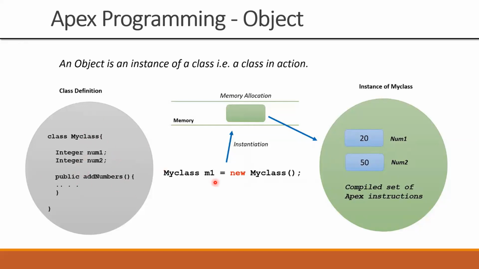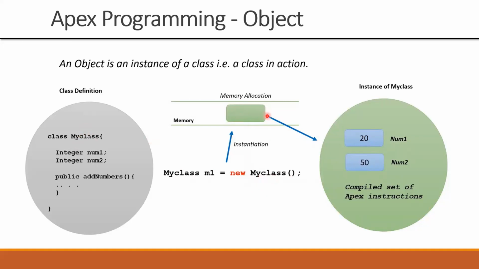What is happening exactly? If it is a class only, it will be in sleeping mode until you create an object of it. When you create an object of it: class, variable name, object name equal to new class. This is the technique to create an object. If you create an object by this line, what is happening? What is this new keyword doing? This new keyword is allocating memory for you. Which type of memory is it allocating? My class type.